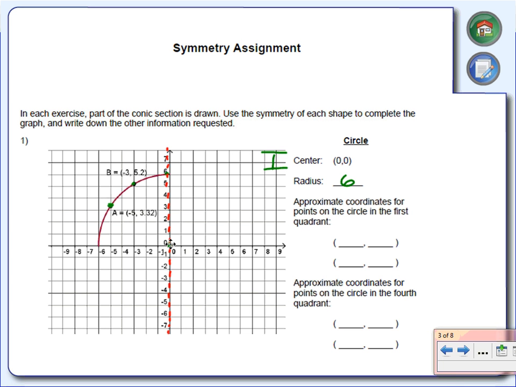Which means if I have a point on the left side of that line, there should also be a point that corresponds to it on the right side of that line. So in other words, this point right here, there should be another point directly across from it over on the right-hand side. What would it be? Positive 3, 5.2. I'm going to write that down over here. Positive 3, 5.2. And I'm also going to graph that point. All right.